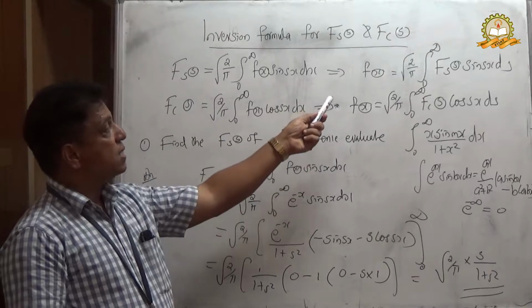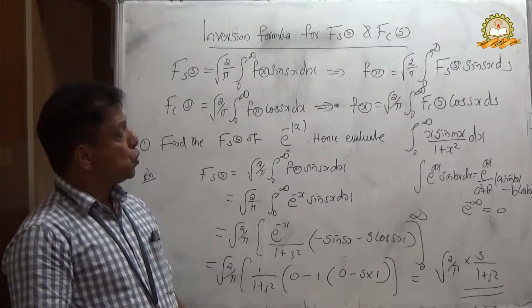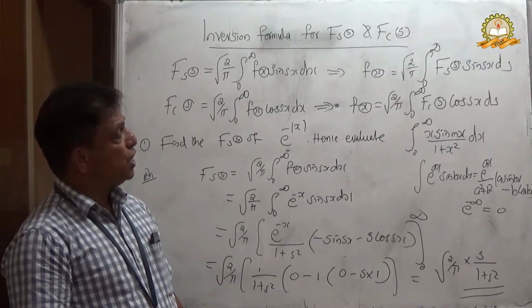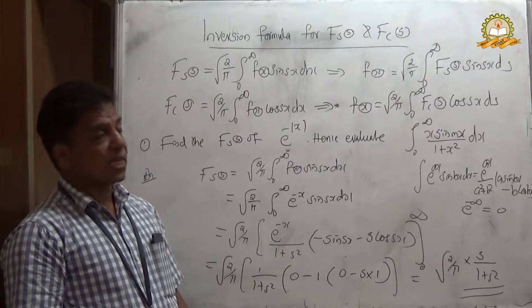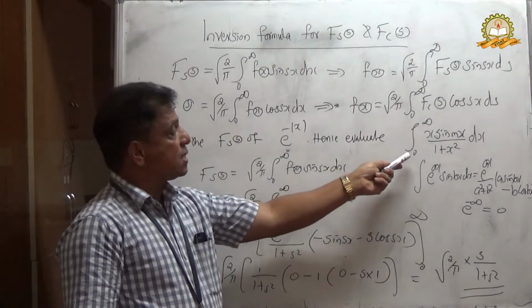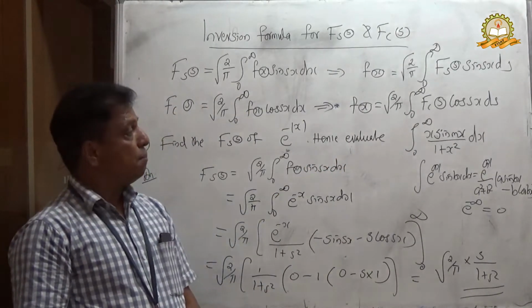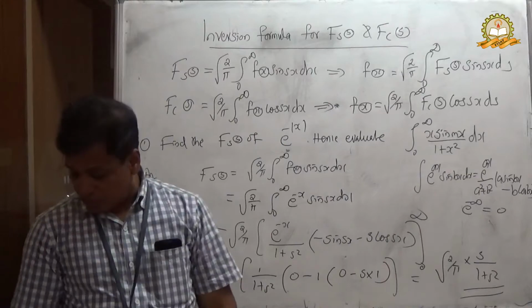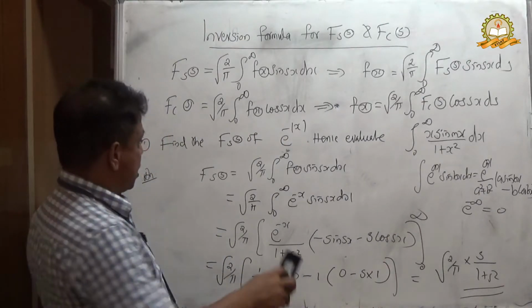Inversion formula says that f of x is equal to root of 2 by pi integral 0 to infinity fs of s sin sx ds. By applying that formula, we can easily arrive at the result for the integral 0 to infinity x sin mx by 1 plus x square dx. Then we go into the second step.